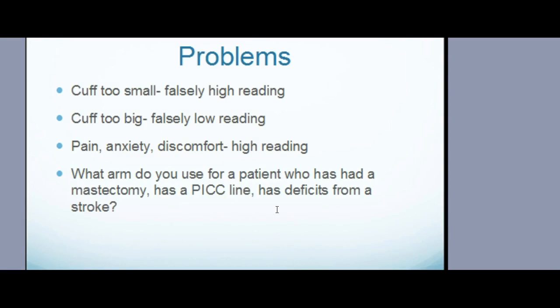Any patient, I'm going to reiterate, any patient that has a mastectomy, if it's on the right side, a right mastectomy, you don't touch that right arm. You do not take blood pressures in the right arm. If they have a PICC line, you don't take it in that arm. If they had a stroke, take it in the unaffected arm. So I hope I beat that drum. If they had a left mastectomy, you're going to take the blood pressure in the right arm. If they had a right mastectomy, you're going to take the blood pressure in the left arm.